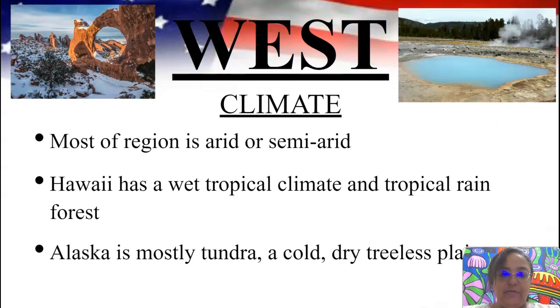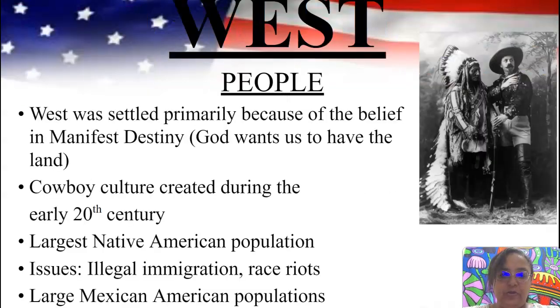West climate. Most of the region is arid or semi-arid. Hawaii has a wet tropical climate and tropical rainforest. Alaska is mostly tundra, a cold, dry, treeless plain.